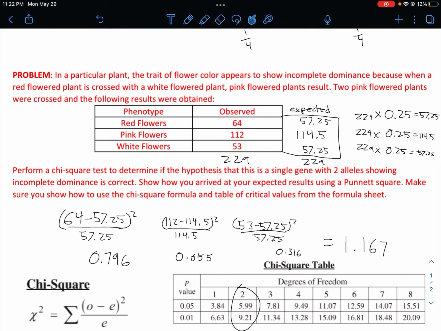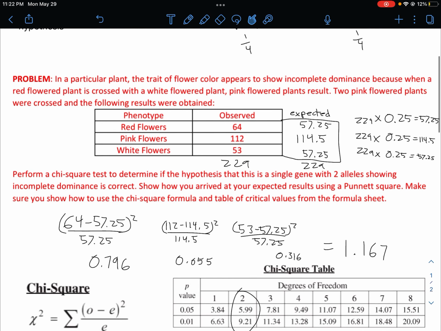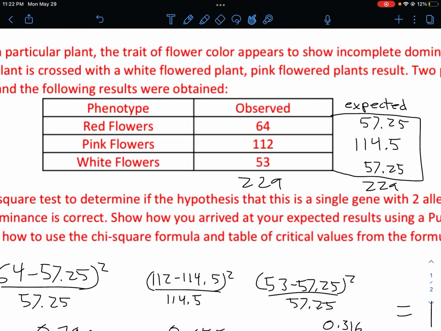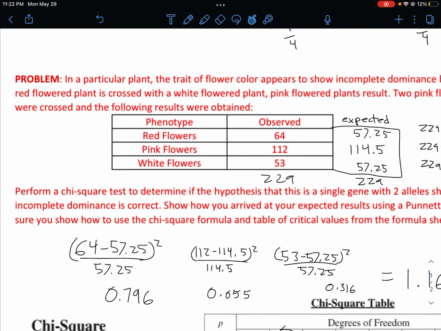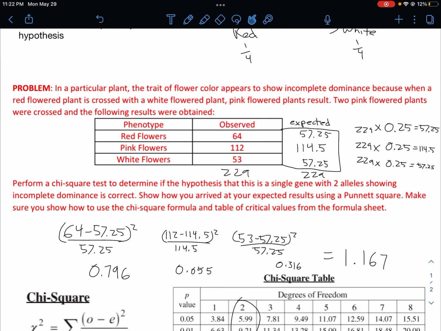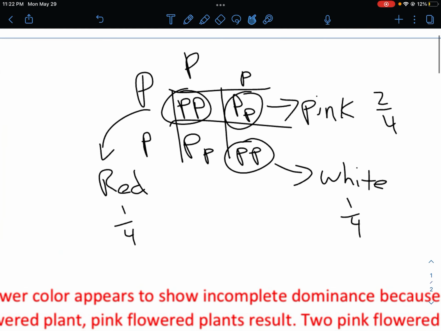So the problem is, in a particular plant, the trait of flower color appears to show an incomplete dominance because when a red flowered plant is crossed with a white flowered plant, pink flowers result. So two pink flowered plants were crossed and the following results were obtained. You see that there are 64 red flowers, 112 pink flowers, and 53 white flowers. So what you do is you take that data and you see that two pink flowers are crossed. So then you cross two pink flowers.